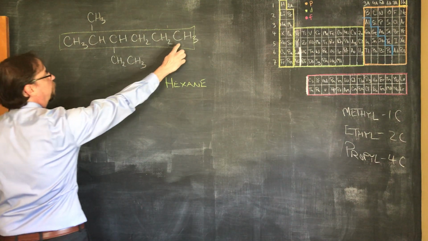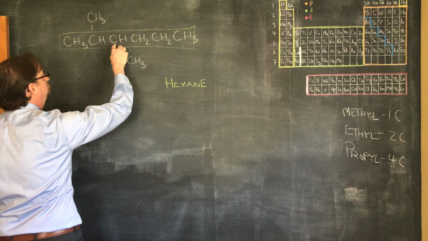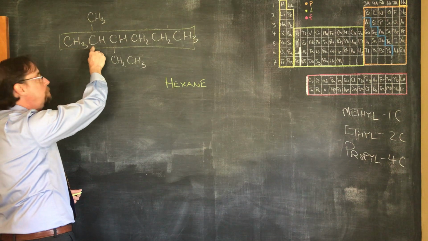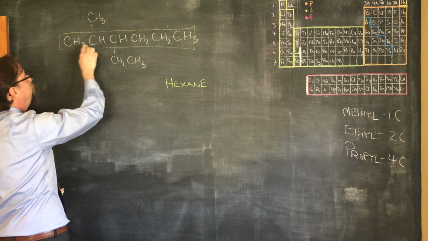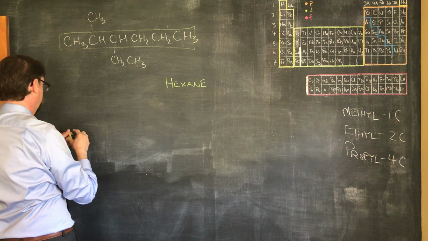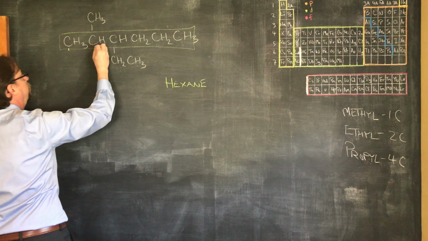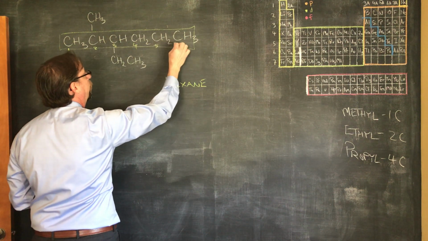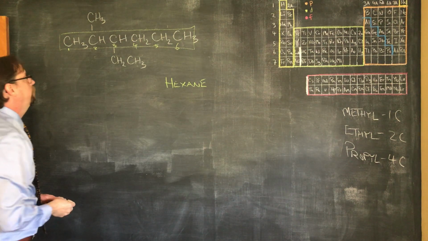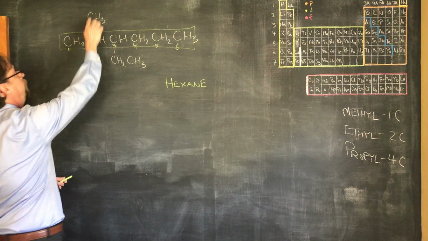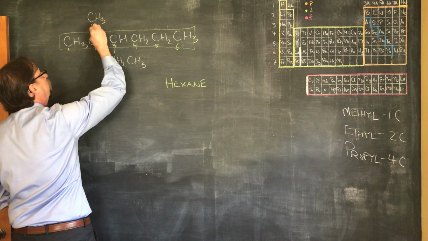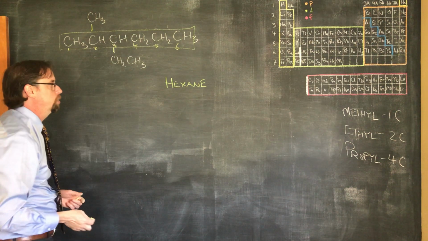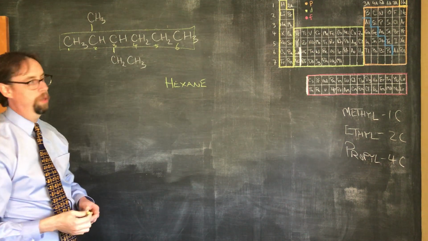I could start here, go 1, 2, 3, 4, and 5 would be where my branches are. But if I start on this side, I go 1, 2, 3. So my branches are there. So I'm going to number these 1, 2, 3, 4, 5, 6. So I've got a branch off the second and third carbons. So I've got a 2 something, 3 something.